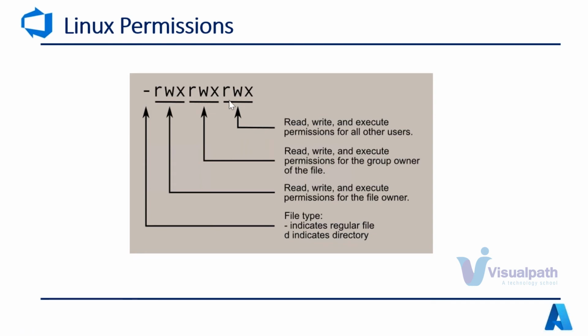After that, we will have 9 places to fill. Each of these 9 places can be filled with 3 letters, either r, w or x. r is for read, w is for write, and x is for execute. Now why do we have 3 placeholders? We have read, write, execute, read, write, execute, and read, write, execute.